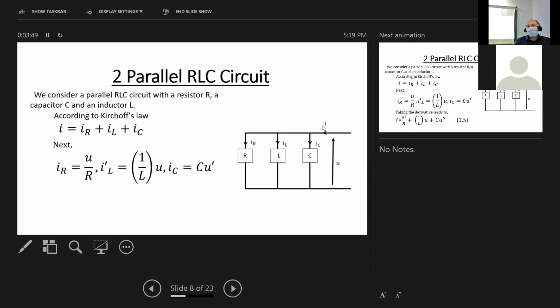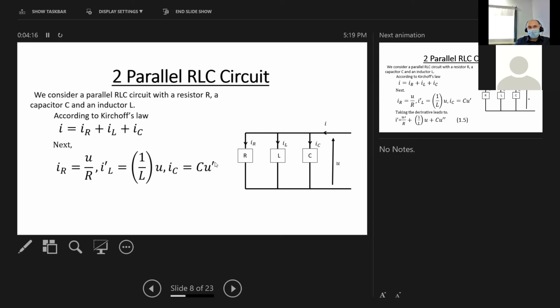And finally, you have the capacitor. So the capacitor is basically, you have a space here, and when the current goes through that, it increases the voltage here. So the law is IC equals C U prime.